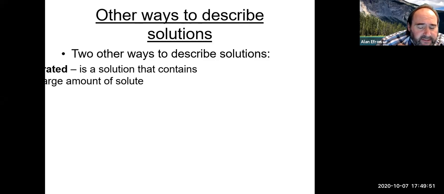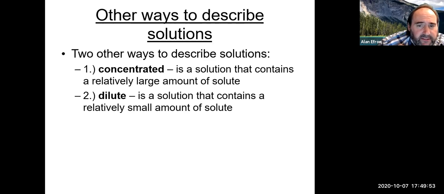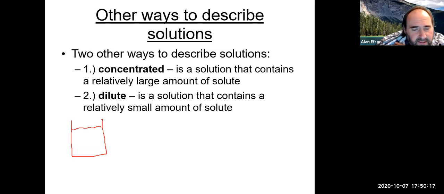Other ways we could describe solutions, we can describe solutions as concentrated or dilute. In a concentrated solution, we have a very high concentration of solute. In a dilute solution, we have a small amount of solute. So what that means is in a concentrated solution, sometimes called stock solutions, we have a lot of the solute dissolved in that solution. It may not look red, obviously, but we'll just use that for a diagram.